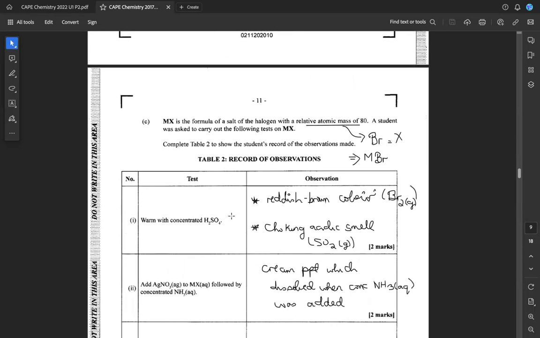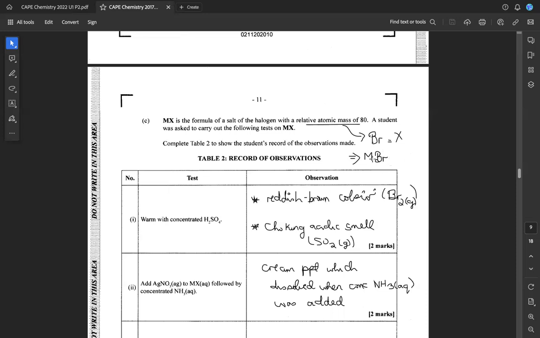So the first test that the student did was to warm this MBr compound with concentrated sulfuric acid, right? And we know that concentrated sulfuric acid is a powerful oxidizing agent. We know that the bromide ion is an excellent reducing agent. So we'll have a redox reaction taking place here as well. And what the student will observe, right, is that there will be bromine gas given off, right? Because this bromide ion is going to get oxidized by the concentrated sulfuric acid to bromine gas, right? And so we will see that reddish brown color that's characteristic of bromine gas being evolved, right? What else is going to happen is that there's going to be a choking acidic smell that corresponds to the sulfuric acid, the sulfur in it in particular, right?